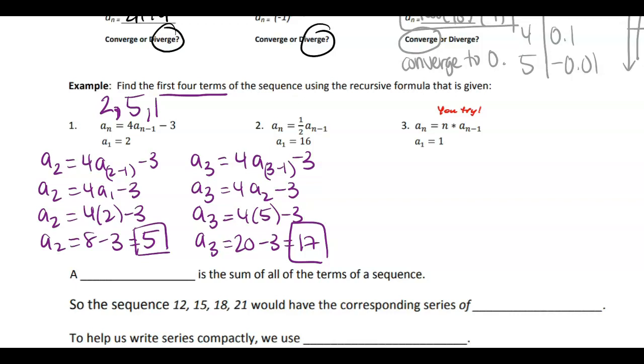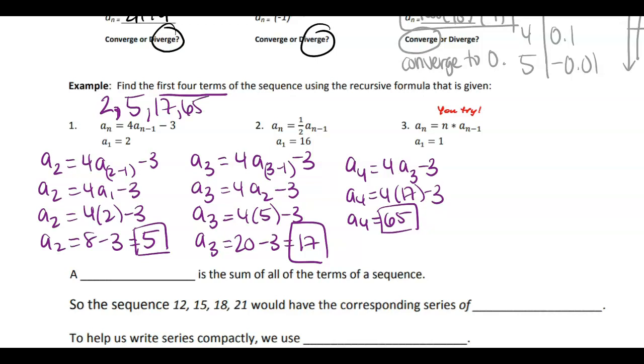For a sub 4, last part, we're going to make this 4 times a sub 4 minus 1, which is going to turn into a sub 3 minus 3. Well, a sub 3 is going to be 17 because we just found that. So 4 times 17 minus 3. 4 times 17 is going to give you 68. And then 68 minus 3 is going to give you 65. So a sub 4 is going to give me 65.